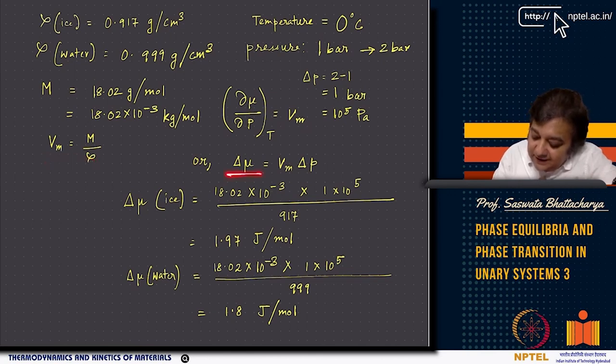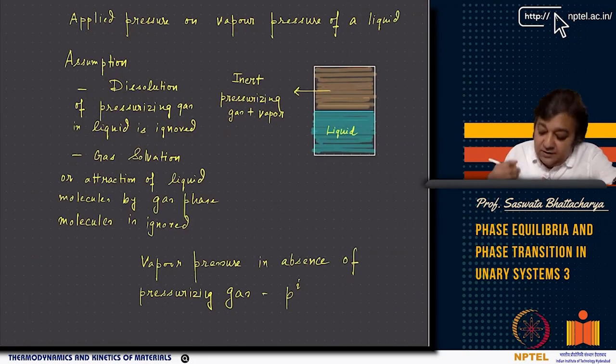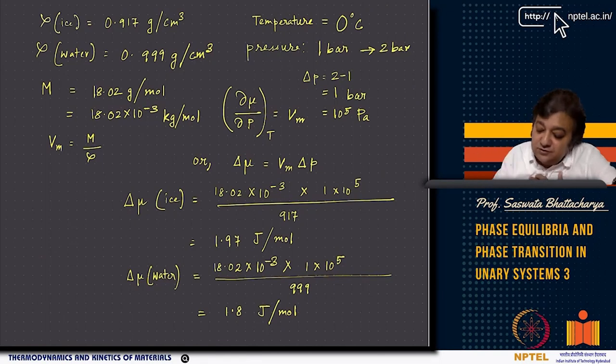So, now delta mu by delta P at any given temperature, so it is at 0 degree Celsius we are looking at, is equal to Vm, right? So, delta mu of ice is basically coming out to be 1.97 joules per mole, and that of water comes out to be 1.8 joules per mole. And if that is so, you find out what happens to the melting temperature, right? The change in chemical potential of ice is 1.97, while that of water is 1.8. So, water basically increases slightly, while ice changes by a lot. So, basically in this case, the melting temperature will shift to the left with increasing pressure.